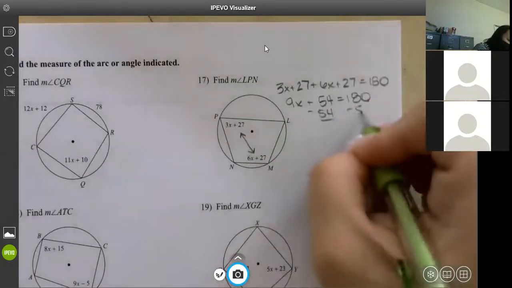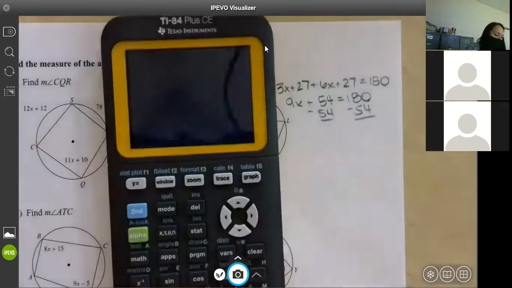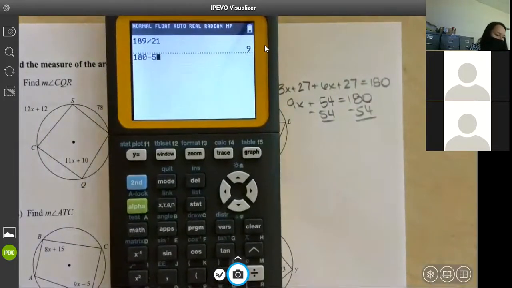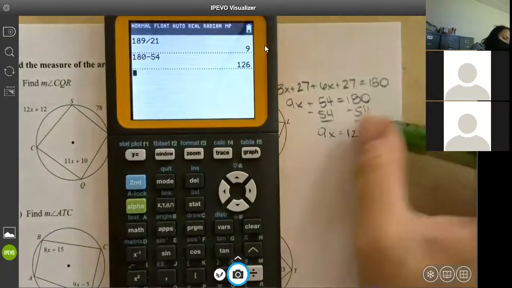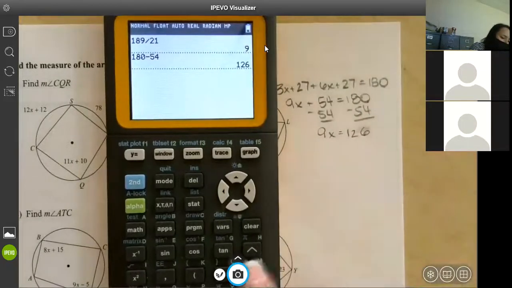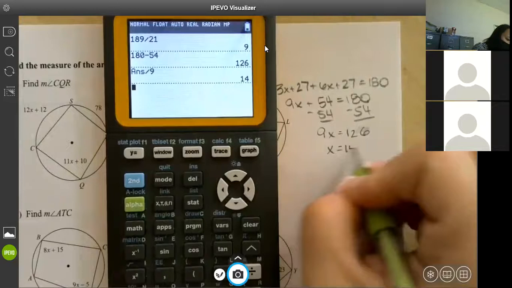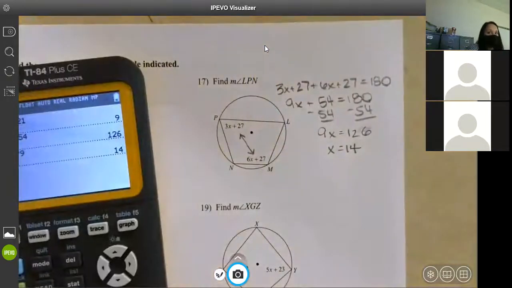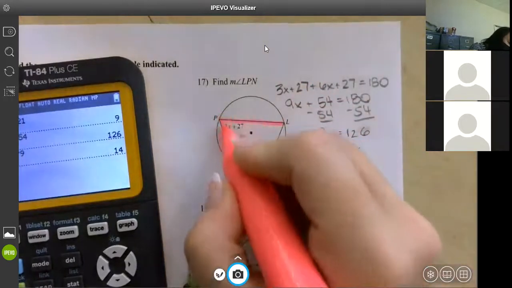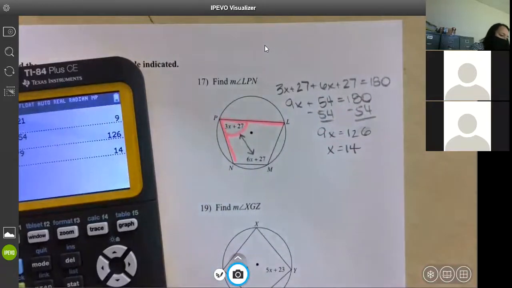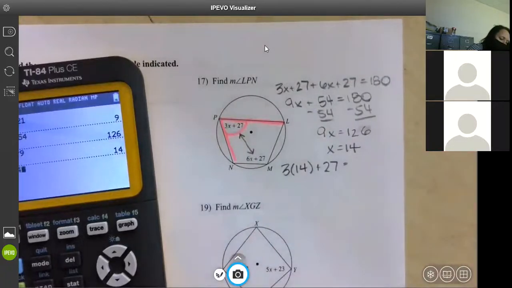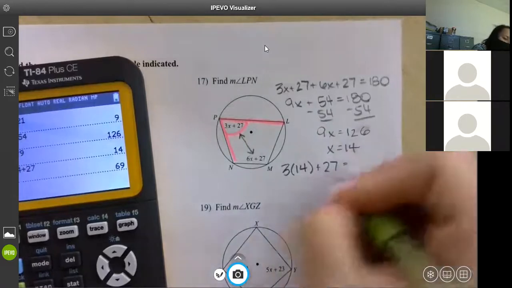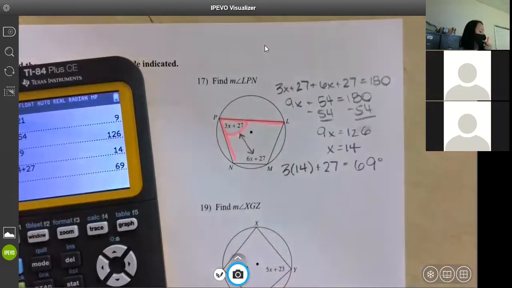Subtract your 54. Use your calculator if you have to. Don't feel bad. You get 9x equals 126. And then divide by 9. Did it ask for x? No, what did it ask for? So we're going to do L to P to N, which is this one right here. So we're going to do 3 times 14 plus 27, and we get 69 degrees.